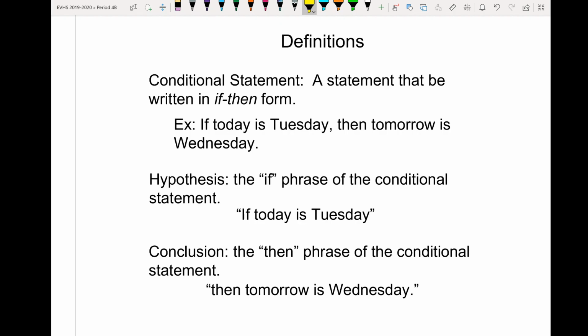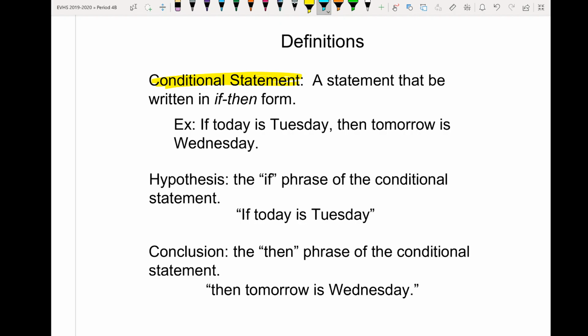Back to some more definitions. All right, a conditional statement is a statement that can be worded in if-then format. And this example about Tuesday and Wednesday we're going to be using all the way through for the next few examples. If today is Tuesday, then tomorrow is Wednesday. All right? I realize that as I'm saying this right now, it is a Friday. Don't get hung up on that, all right? Today is Friday, tomorrow's Saturday. Yes, that is true. However, notice that word if. If today is Tuesday, then tomorrow is Wednesday. True or false? True. All right, I like that.